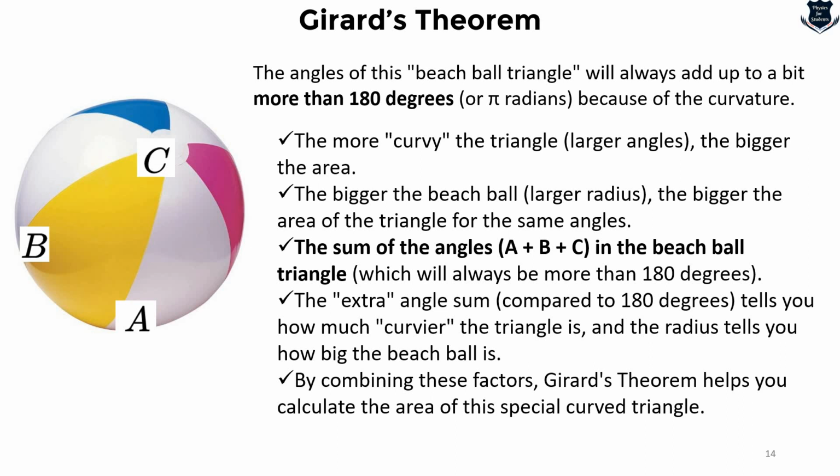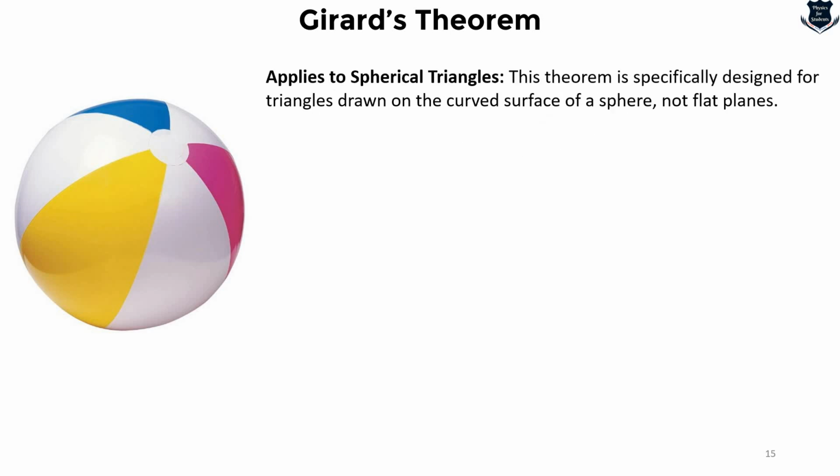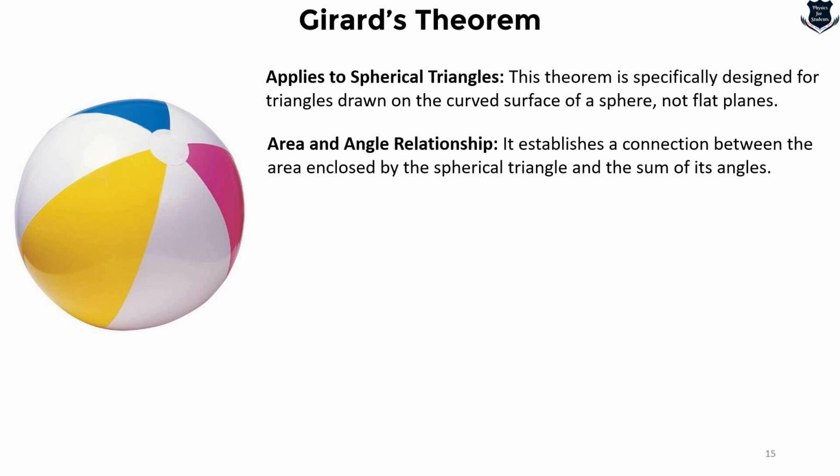Now, Girard's theorem is not only true in pure mathematics or differential geometry, but it has various applications. Here are a few applications of Girard's theorem. First, this theorem is designed for triangles drawn on the curved surface of a sphere. It is obviously an exit from non-Euclidean geometry. The area and angle relationship is a connection between the spherical triangle and the sum of the angles.